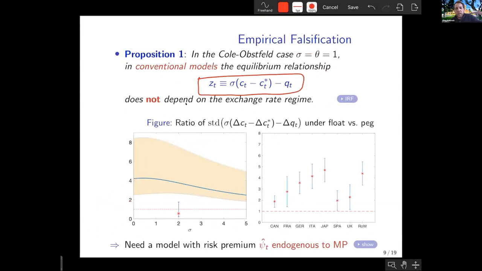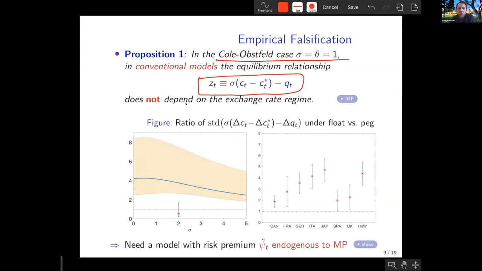And you can prove that in conventional models, the result is exact on the Cole-Obstfeld parameters, but it is a good approximation outside of the Cole-Obstfeld case, which we do numerically. So the result is exact on the Cole-Obstfeld. In that case, there is a particular linear combination of consumption and real exchange rate that does not change its properties when you go from peg to a float.